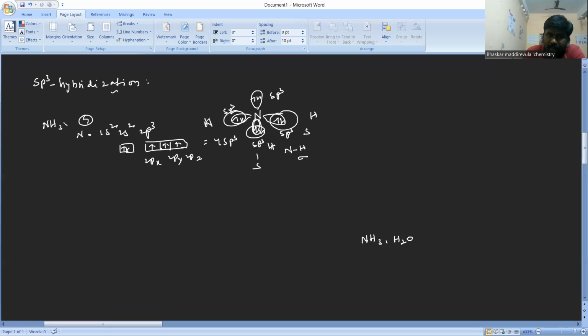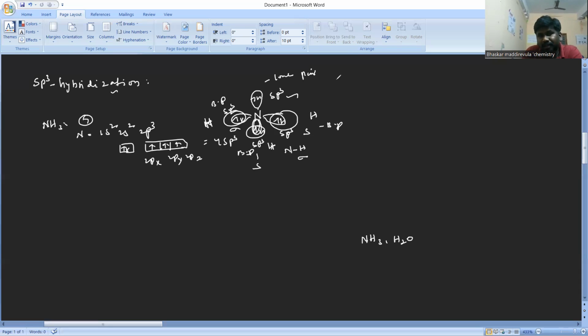Okay, sigma bond. So you see here, out of the 4 sp3 hybrid orbitals, one has a lone pair of electrons, and the remaining have bond pairs of electrons. There is one lone pair here, and the remaining are bond pairs.